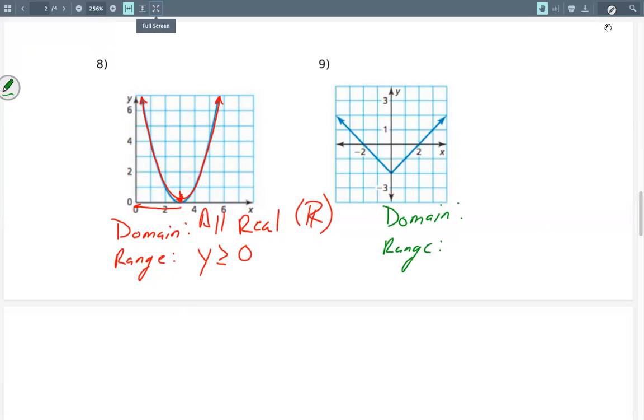Number 9, well, the same thing. Domain can be all real numbers. It can be anything. I got those arrows in on the end. But my range, well, look, here's the bottom of mine, right? And that is -2. So y has to be greater than -2.